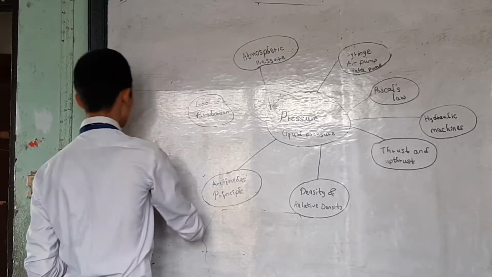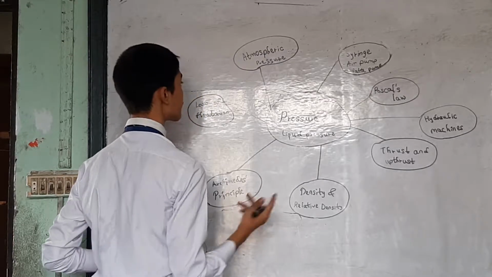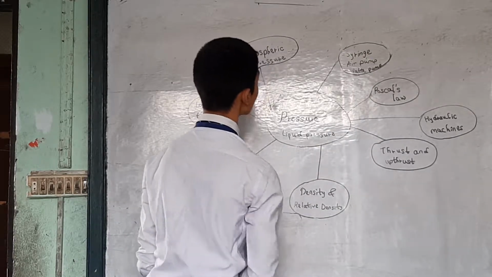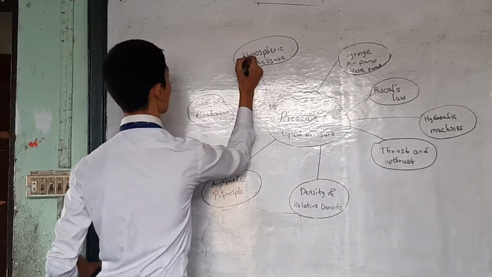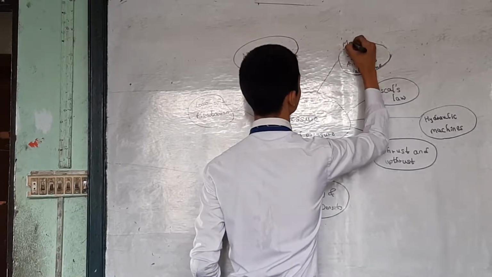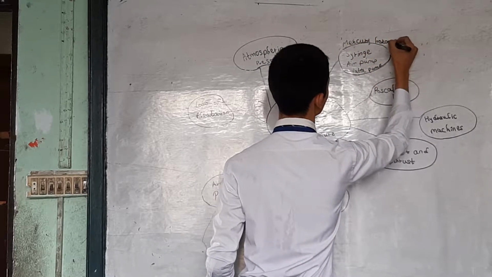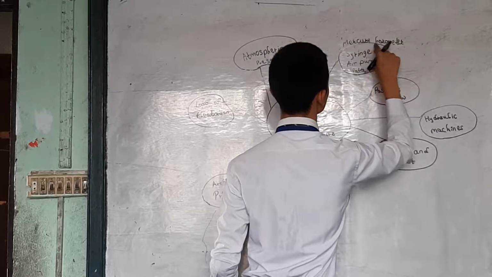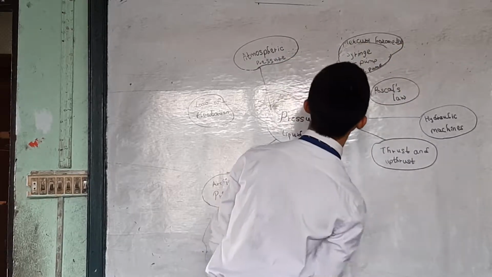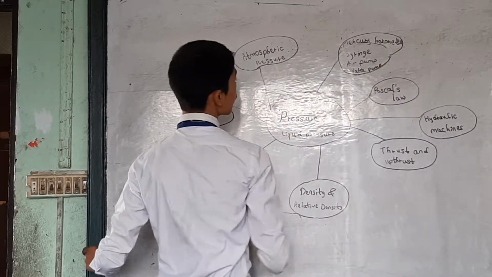And now we know there are many devices which work based on atmospheric pressure. We use a fountain pen that also works based on atmospheric pressure. But here we read 3 devices that work based on atmospheric pressure. Let's talk about the mercury barometer.